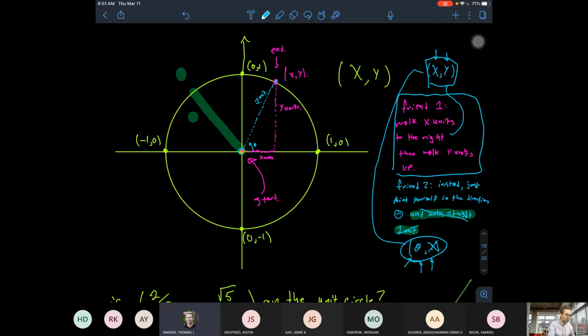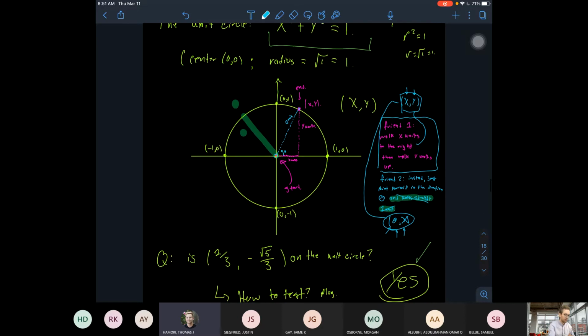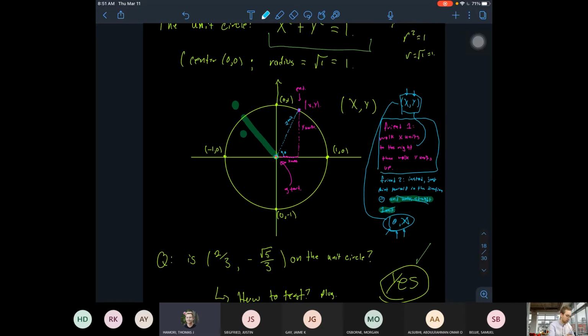Okay, so this is the relationship that we want to understand: what is the difference between these two sets of directions? How do we go from understanding directions in terms of an angle to understanding those directions in terms of a point x comma y, and how do we do the opposite? That is our business with the unit circle.